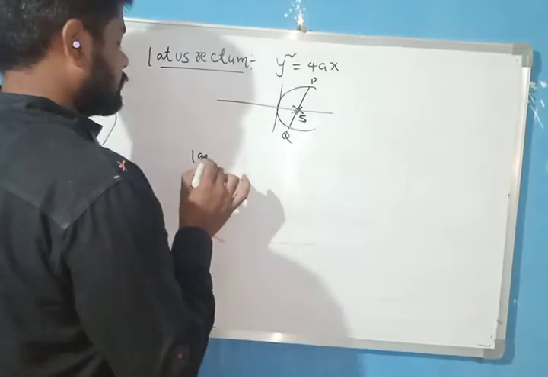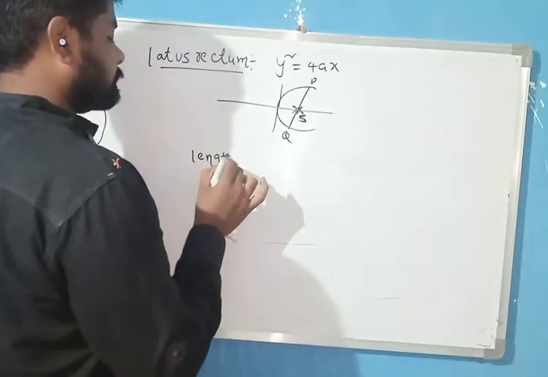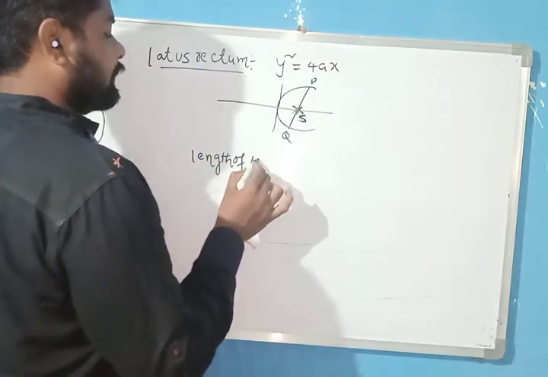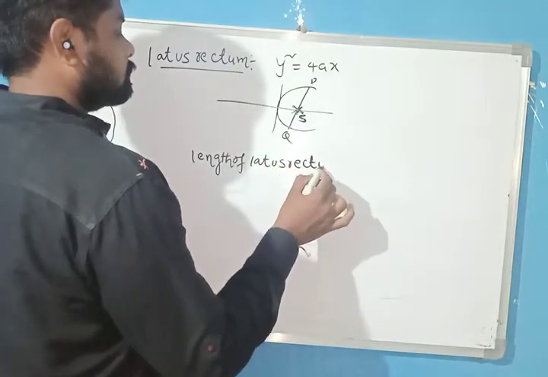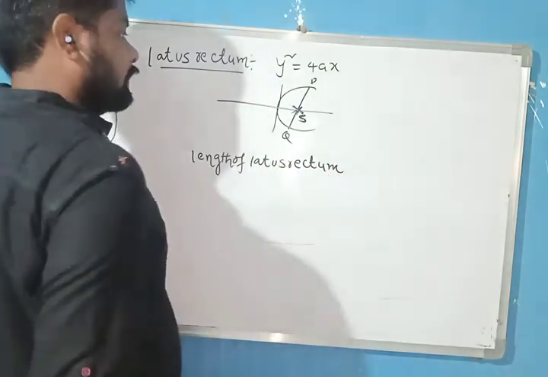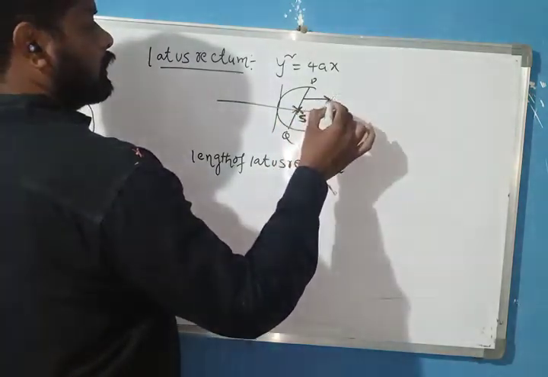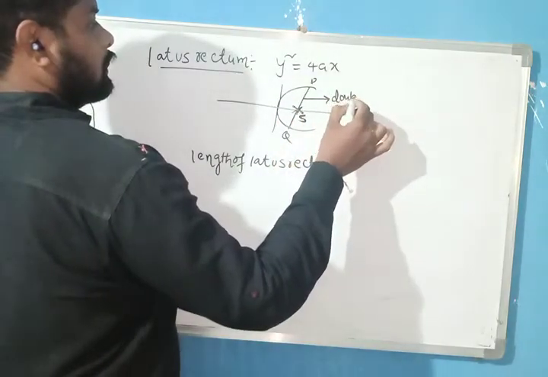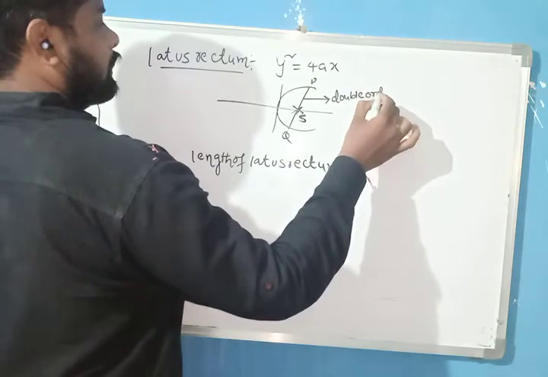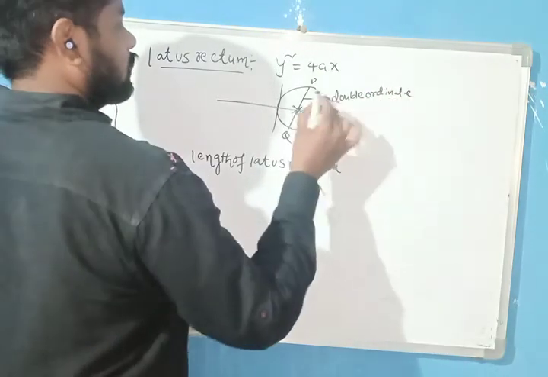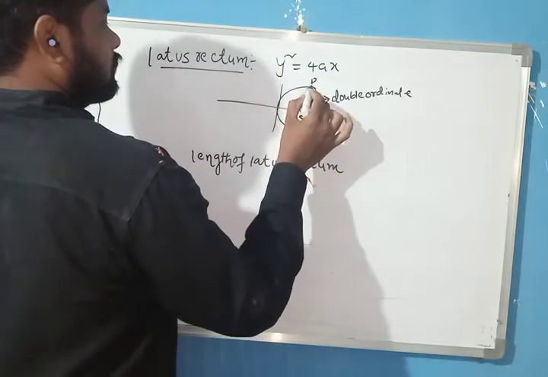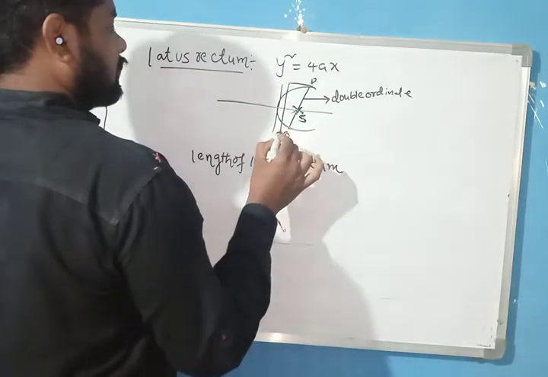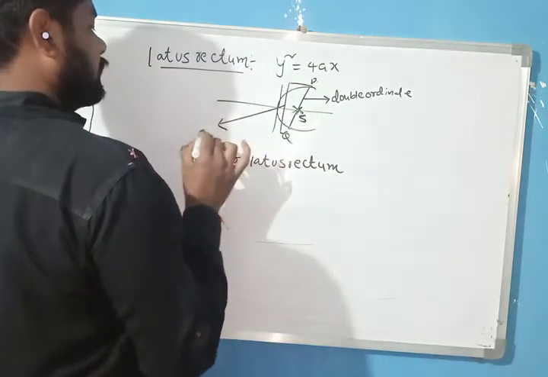Next we are discussing the length of the latus rectum. Here PQ is the double ordinate. The double ordinate passes through the focus. This total diagram is called the latus rectum.